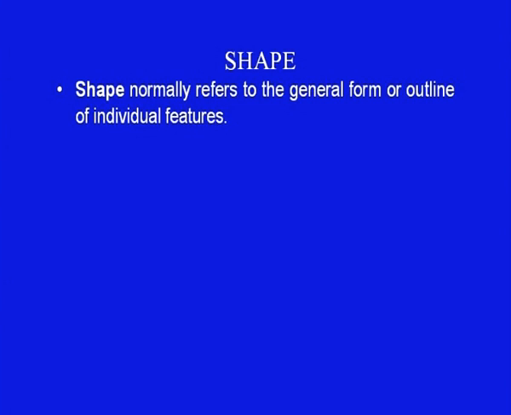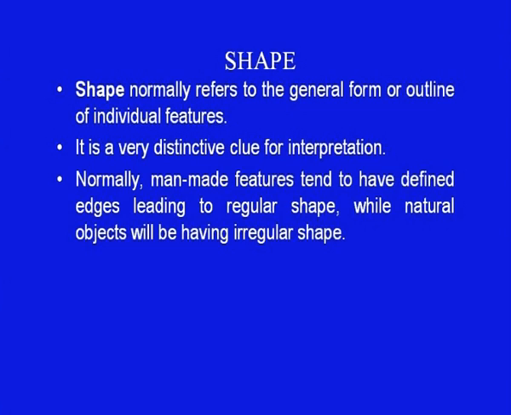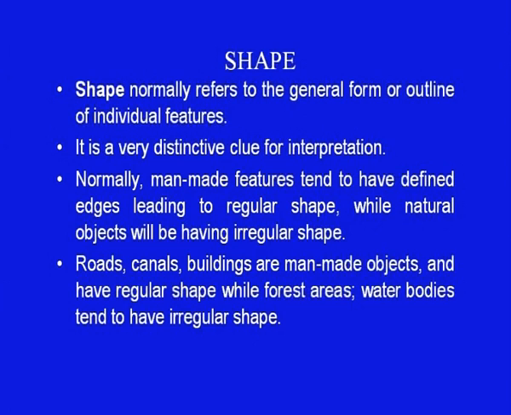The next element is shape. Shape normally refers to the general form of an object or outline of an individual feature. It is a very distinctive clue for interpretation. Normally, man-made features tend to have regular shape with defined edges, while natural objects will have irregular shape. For example, roads, buildings, canals are all man-made objects and have regular shape, while forest areas, water bodies tend to have irregular shape.